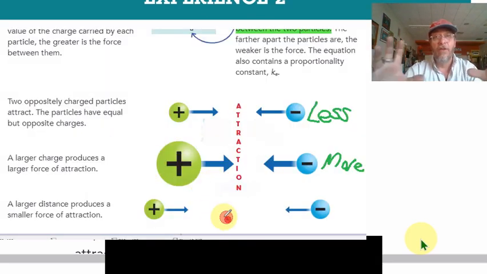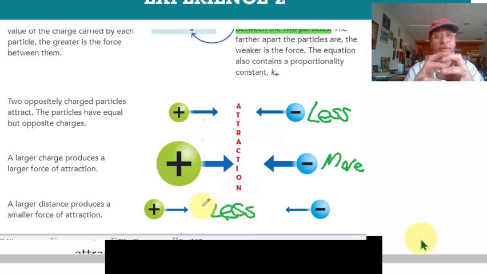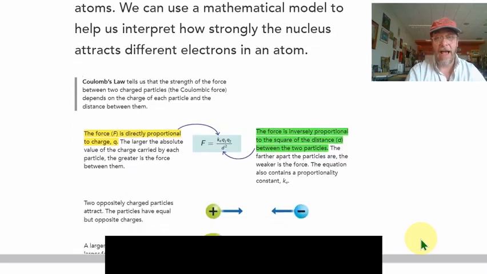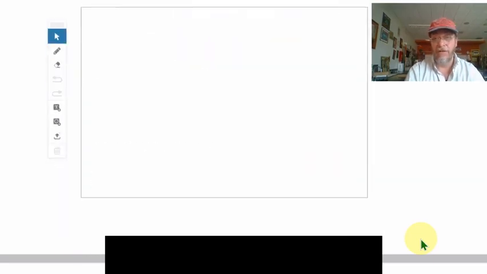And also, the closer things are that are oppositely charged, the more attracted they'll be. That attraction goes down exponentially as you separate things. That turns out to be important too. We'll talk about that in a minute as it relates to our electrons.